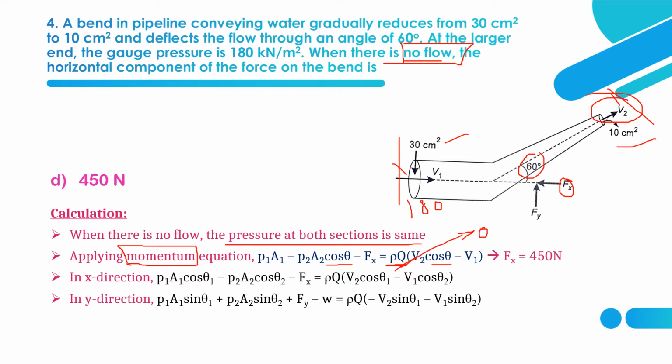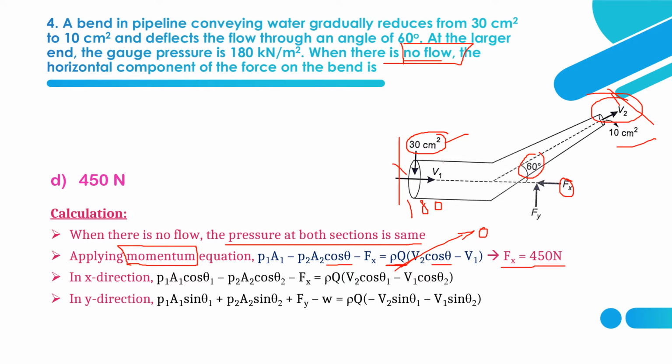So by substituting P1 value as 180 kilopascal and P2 also 180, because both ends are having the same pressure because of no flow. Actually they have given the area, not the diameter. So A1 is 30, A2 is 10. So P1 is 180 into 30 minus 180 into 10 into cos 60 equals Fx. So by considering all the proper units, we get the answer for the horizontal component of force as 450 Newton.